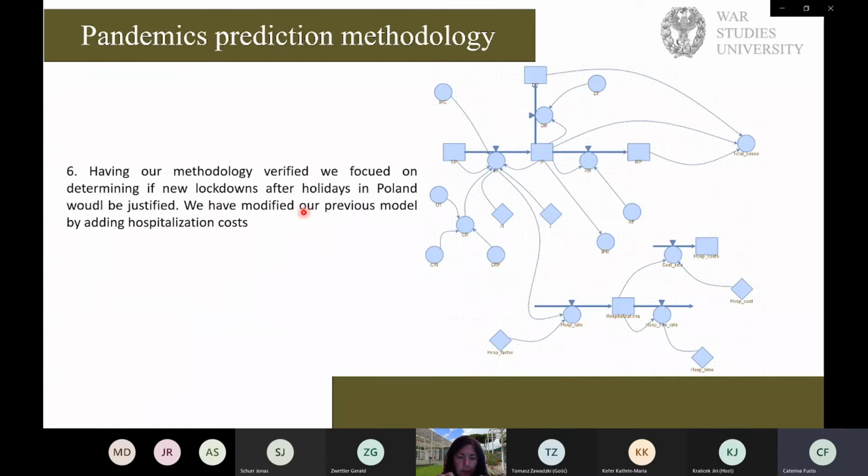Having our methodology verified, we focused on determining if new lockdowns after the holidays in 2020 in Poland would be justified. We modified our previous model by adding hospitalization and hospitalization costs. We added a new stock, which represents the general number of hospitalizations, and having the number of hospitalizations, we added another stock, which represents hospitalization costs.